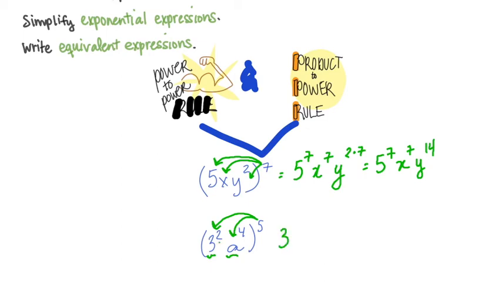3 is already raised to the power of 2, so I have to apply my power to power rule here. That means that I have to multiply my exponents, 5 times 2. And then a is already raised to the power of 4, so I have to multiply those exponents. And so what ends up happening here is I end up having 3 to the 10th power times a to the 20th power.